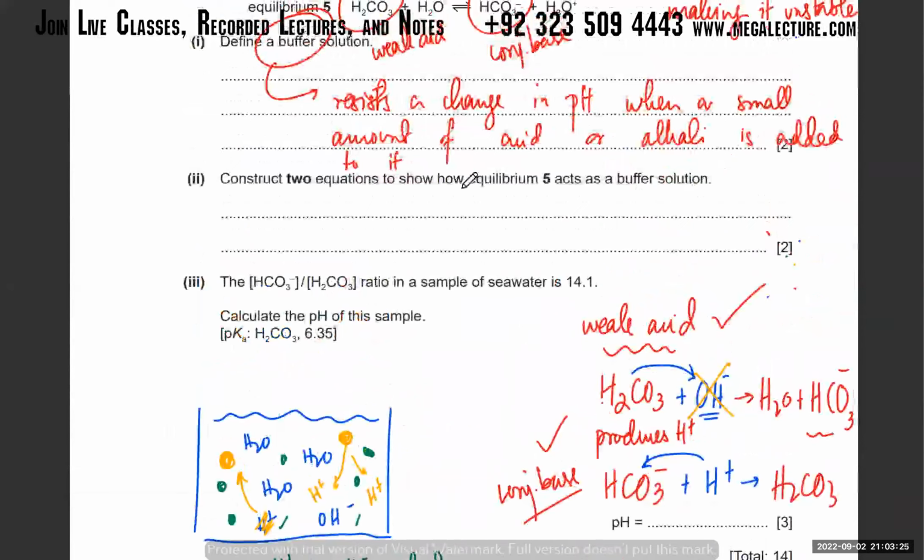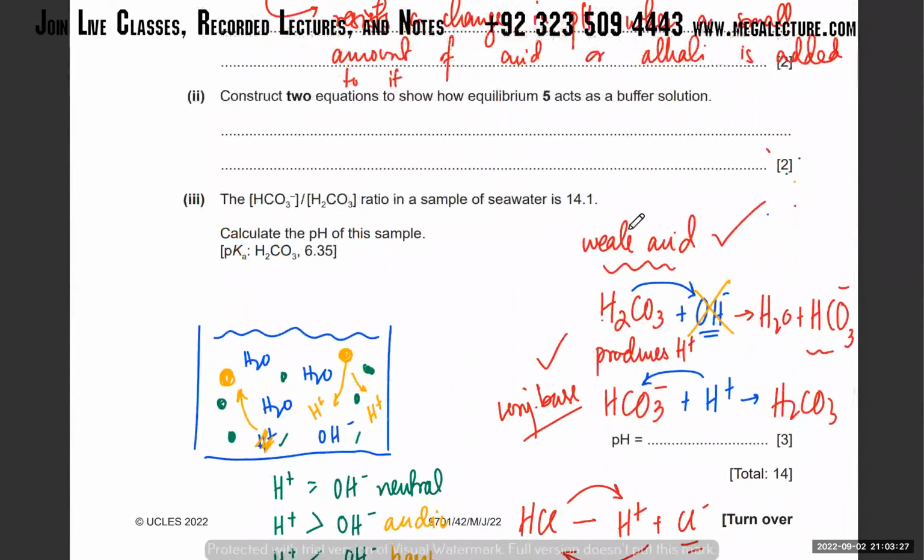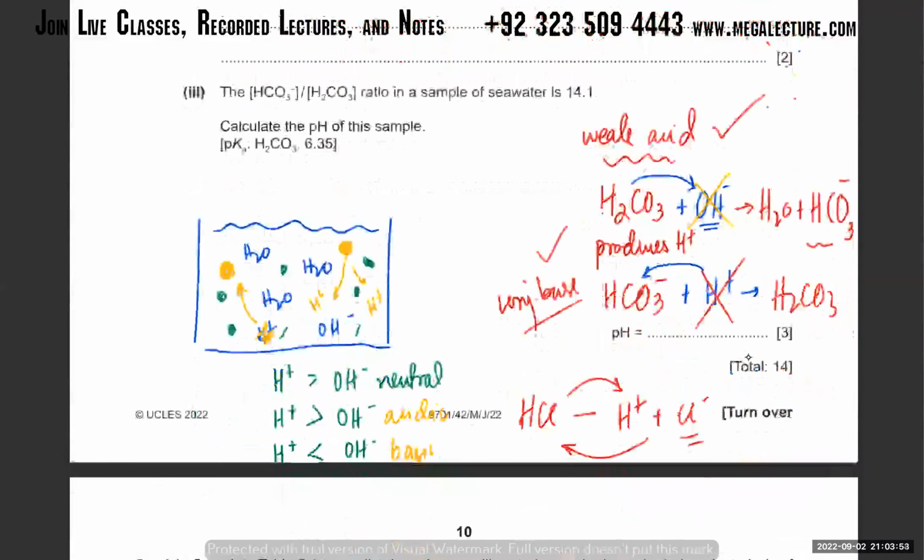He was asking to construct two equations, and we did just that. A buffer will have a weak acid, which is H2CO3 in this case. It will neutralize any OH- ion that comes in by providing H+ ions. A buffer will also have the conjugate base, so that if somebody adds too many H+ ions into the solution, the conjugate base will absorb all of them and neutralize them. So it prevents the solution from becoming too alkaline or too acidic. Is that clear?